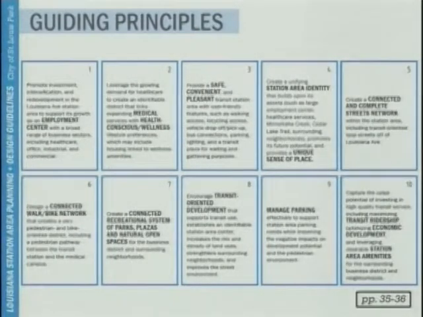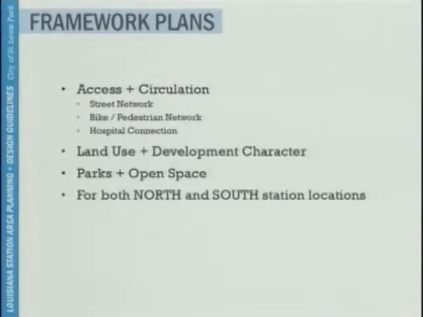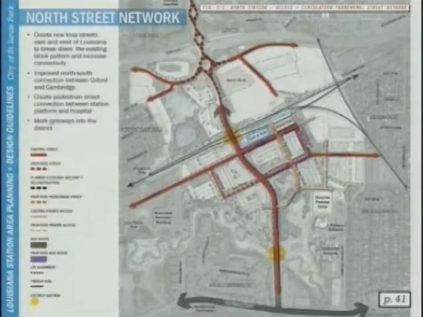You can see other components here about transit-oriented development focus, managing parking in that area, and really creating a network of complete streets. So I'm going to talk quickly about the framework plans. I'll go through a north station and then a south station. This will be a series of diagrams that will kind of build on one another. We'll start with access and circulation, then land use and development, parks and open space as we go through these.